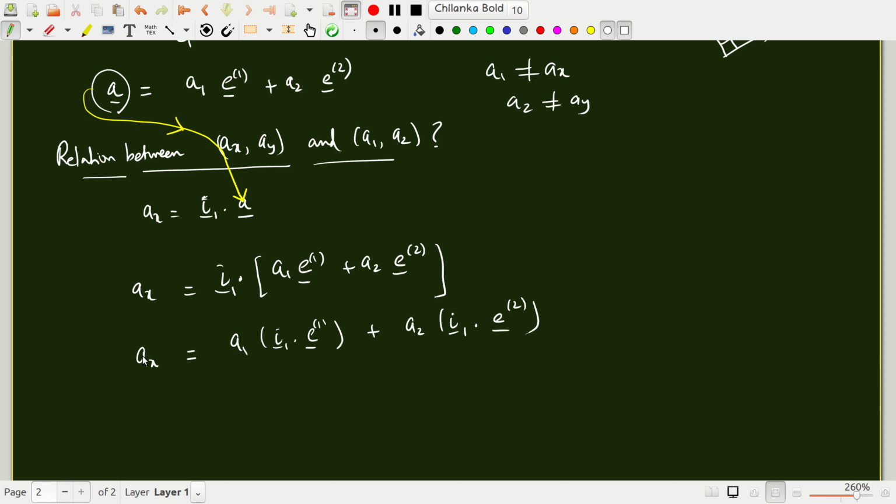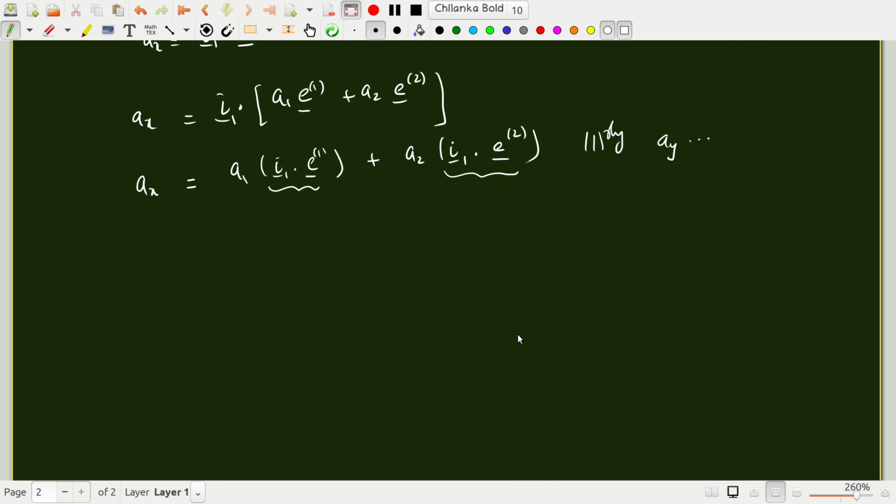So AX is now represented in terms of the components in the original basis, which are A1 and A2, but now it involves the projections of the basis vector I1 along the coordinate directions E1 and E2. Similarly, you can write another expression for AY, which I will not do here. So the key idea is that you can switch from one basis to another. And things are simpler if the basis is orthogonal, like the ones we have assumed. Otherwise you will have to do a little bit more algebra.